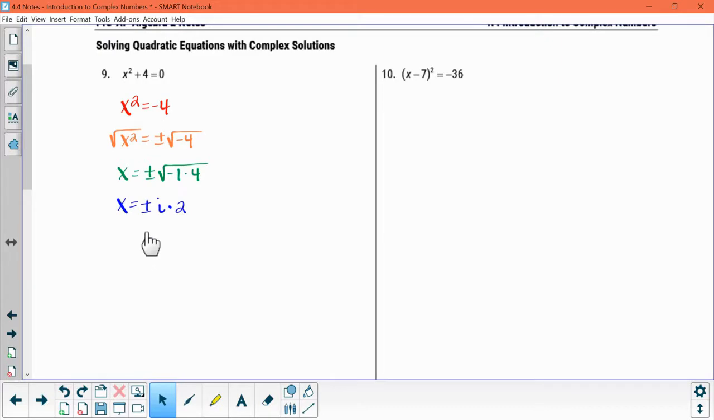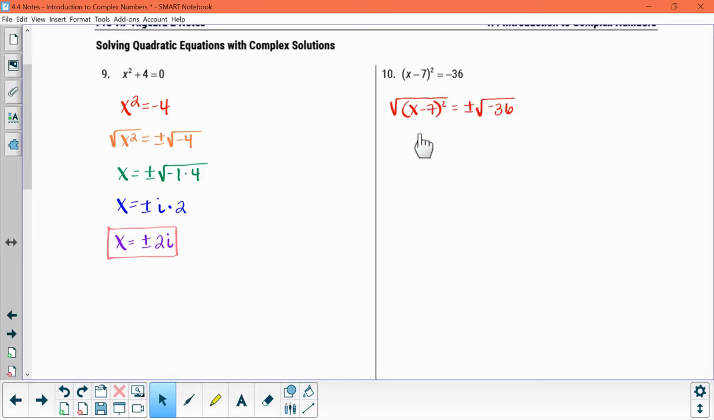So I'm going to go ahead and rewrite this as x equals plus or minus 2i. For number 10, I also noticed that I can take the square root of the left-hand side and I can take the square root of the right-hand side very easily. So that's what I'm going to do. I'm going to square root (x minus 7) squared is equal to plus or minus square root of -36.